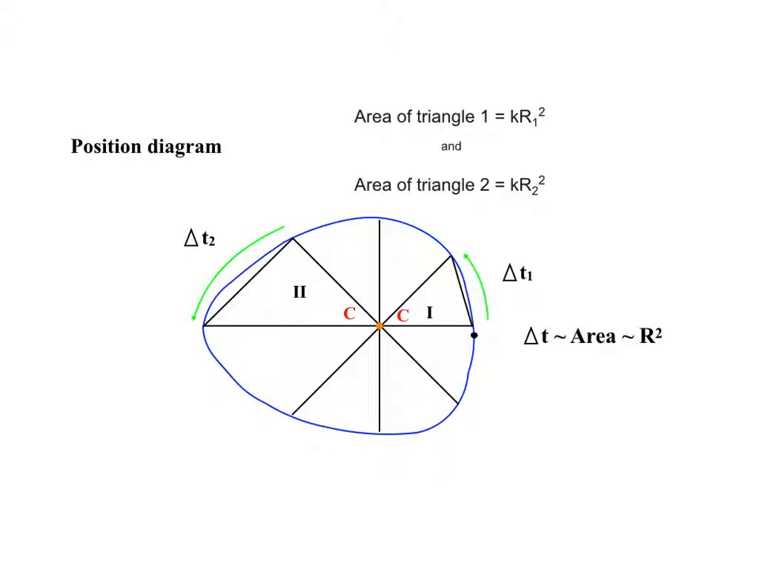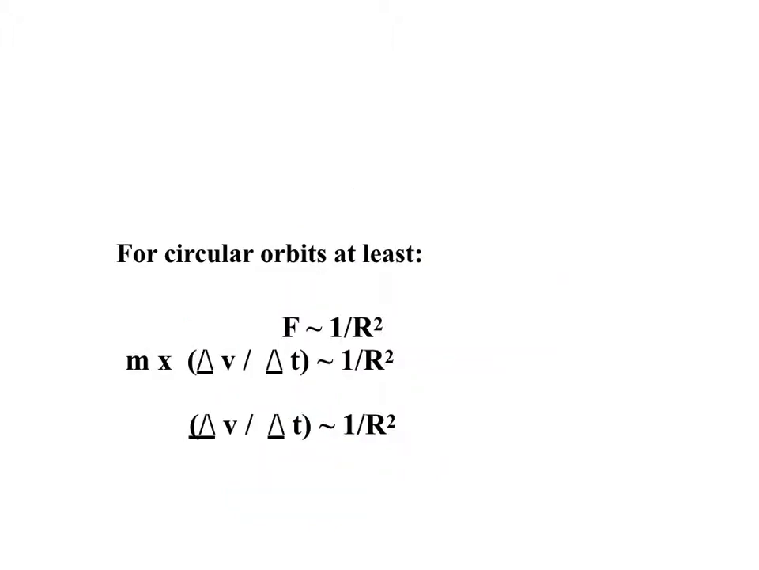So if delta t is proportional to the area swept out, and the area swept out is proportional to r squared, then delta t is proportional to r squared. Earlier we showed that for circular orbits, F is proportional to 1 over r squared. We are going to assume that it is also true for all orbits, and if this assumption leads us to a prediction that is confirmed by Kepler's observations, then we can deduce that this assumption is correct.